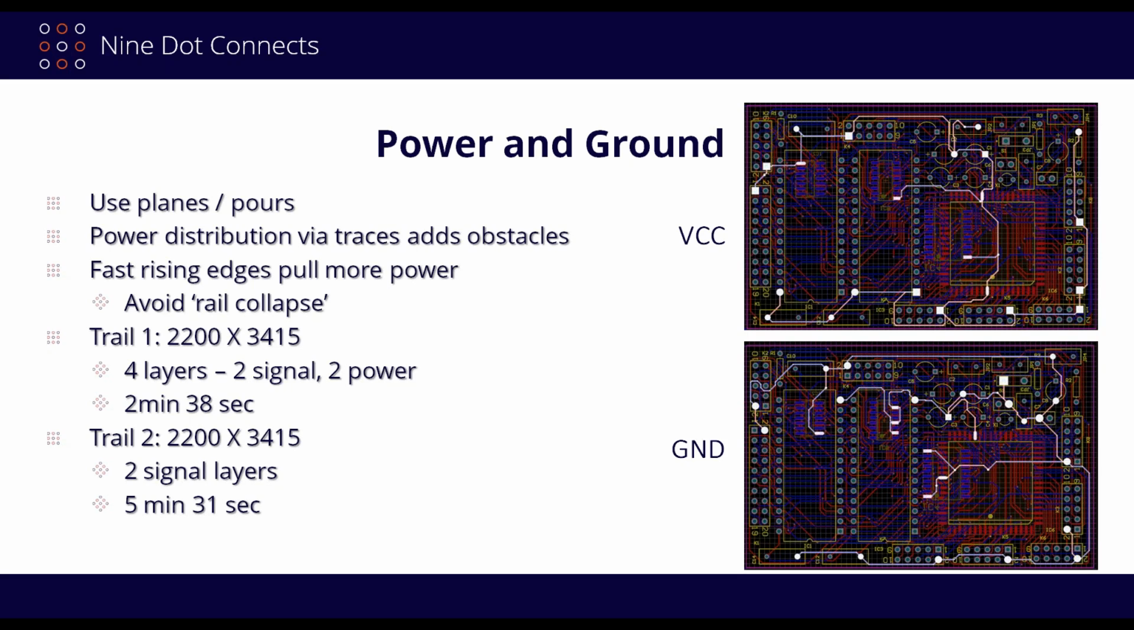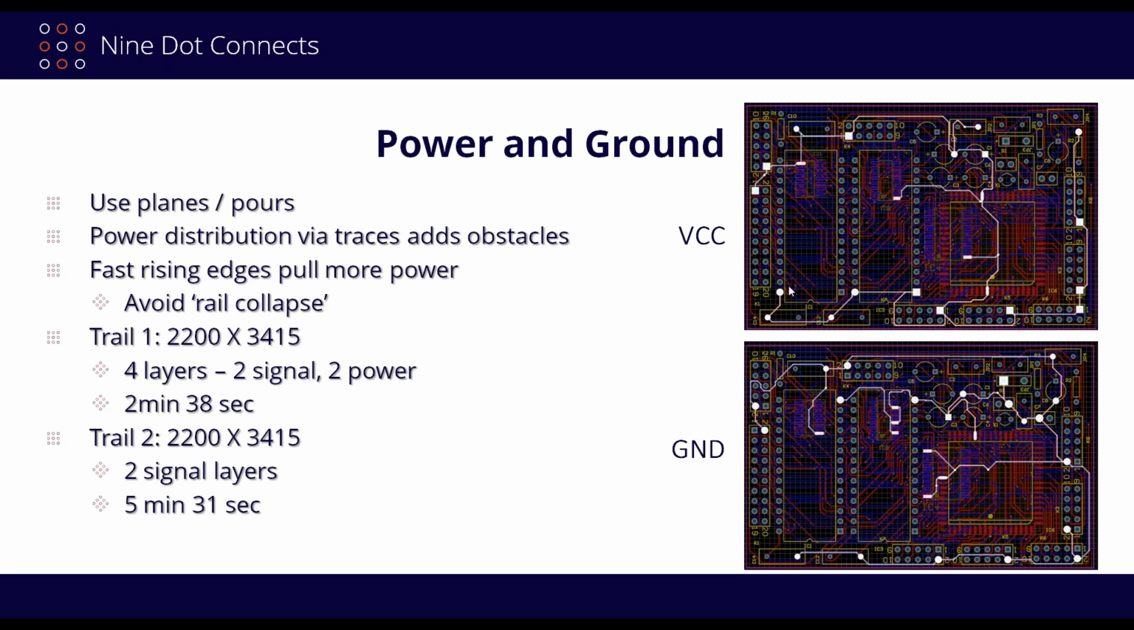But the trick is that the rising edge of these is much sharper than it was 30 or 40 years ago. And you have to remember, in high-speed design, it's all about the rising edge. If the rising edge is being pulled up very sharply, you're pulling a lot of current, and in turn, you're going to drop your rail, and you want to avoid something called rail collapse.